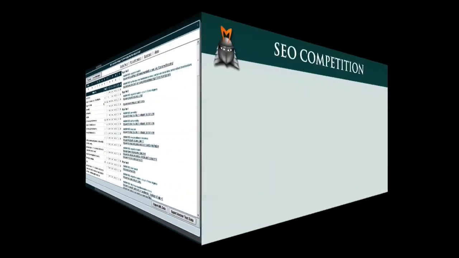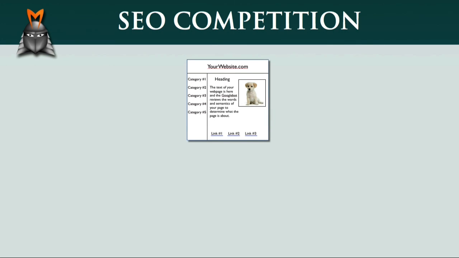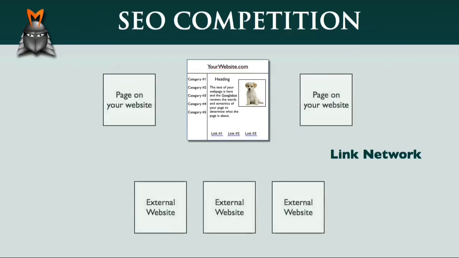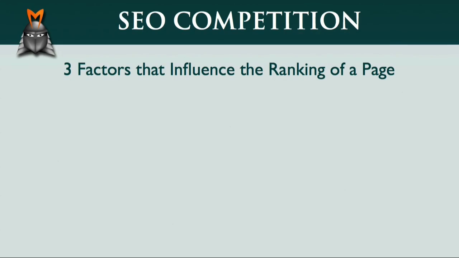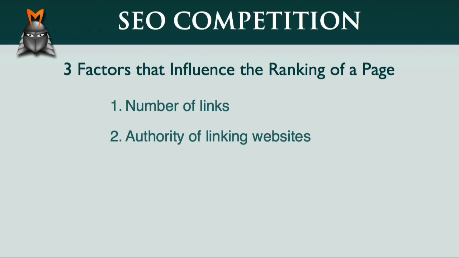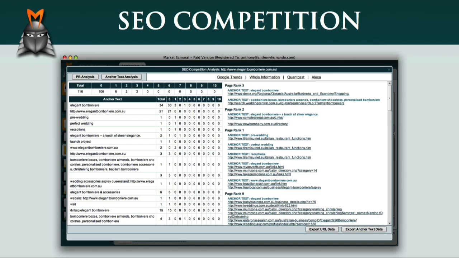So just to summarize, in this video, we've discovered that every page on the internet has a link network, which is made up of the pages that link or point to that page. We also saw that three of the factors that influence the ranking of a web page are the number of links in the link network, the authority of the linking web pages, and the anchor text used for the links. And finally, we looked at how to use Market Samurai to reverse engineer your competitor's link network in order to gain a powerful competitive advantage.